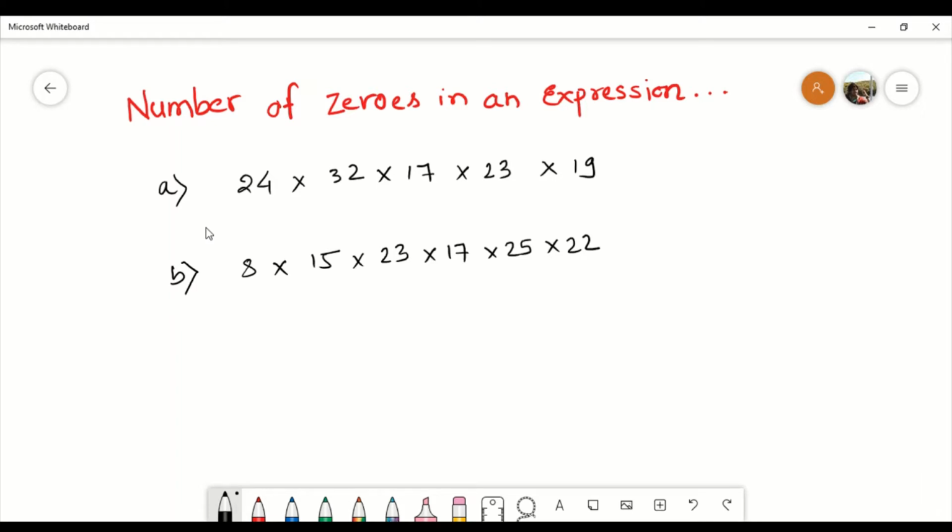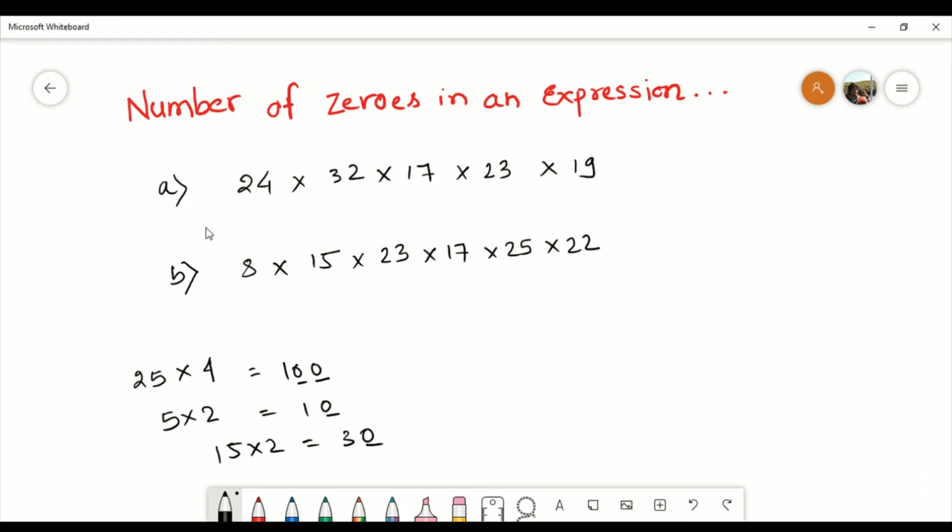So what do we mean by the number of zeros, and how do we obtain it? If I multiply 25 by 4, how many zeros do I get? I get 2 zeros, right? If I multiply 5 by 2, I get only 1 zero. If I multiply 15 by 2, I get only 1 zero. Why is this happening? Because to get 1 zero, we need a pair of a 2 and a 5. So a pair of 2 and 5 will give us 1 zero, right?